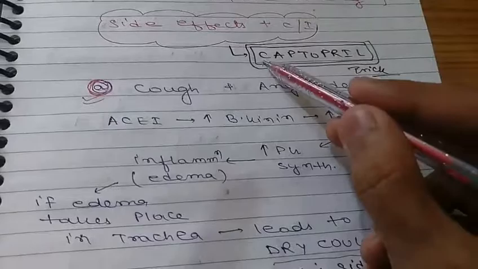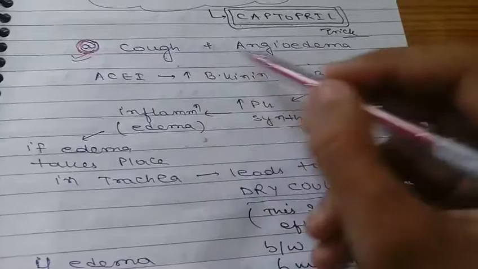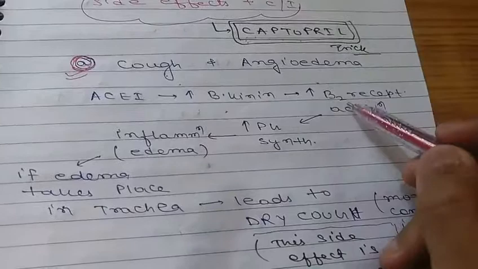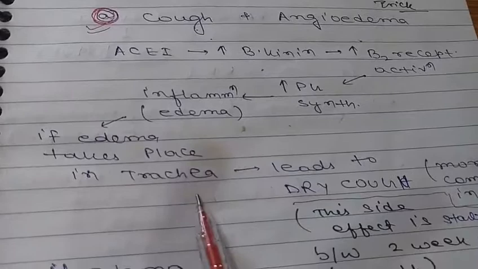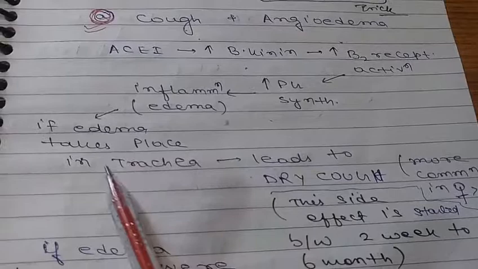Now, C4: cough and angioedema. So first we will discuss cough and angioedema. ACE inhibitors will increase your bradykinin amount, as we have discussed, and increased bradykinin will stimulate B2 receptor activation. This will stimulate prostaglandin synthesis, and if the prostaglandin amount increases, it will lead to inflammation and edema. If edema takes place in the trachea, this will lead to dry cough, because there is irritation, and this will lead to coughing.